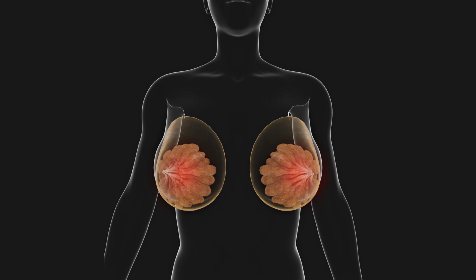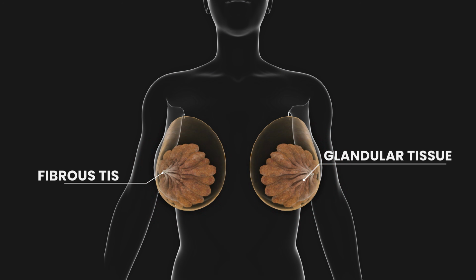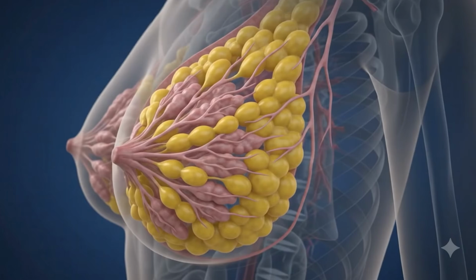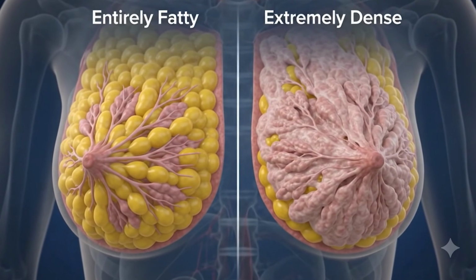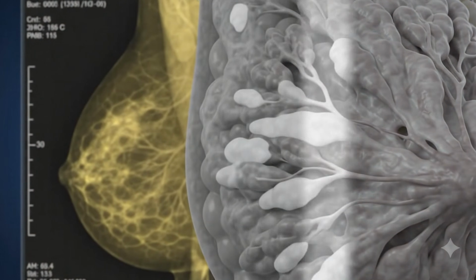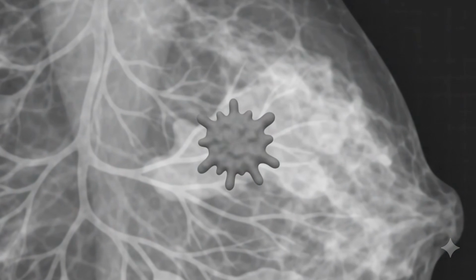Breast density is really a reflection of the ratio between the different elements in the breast, the glandular tissue, the fibrous tissue, and fatty tissue. And as I said, as women age, it's not uncommon for fatty tissue to make up more of the breast, making mammograms easier to read in most patients.